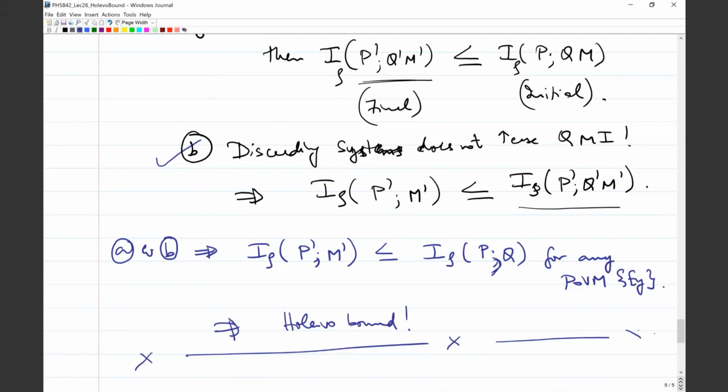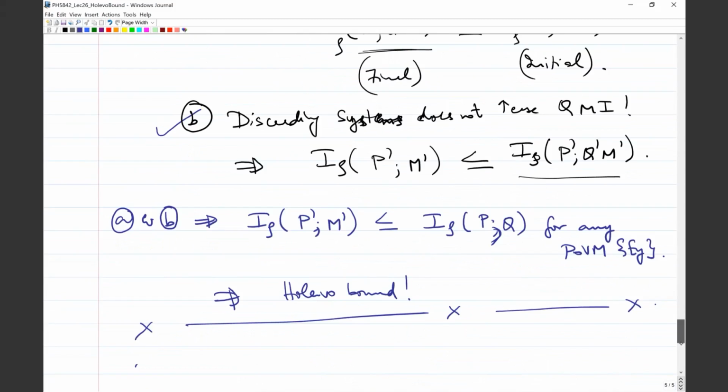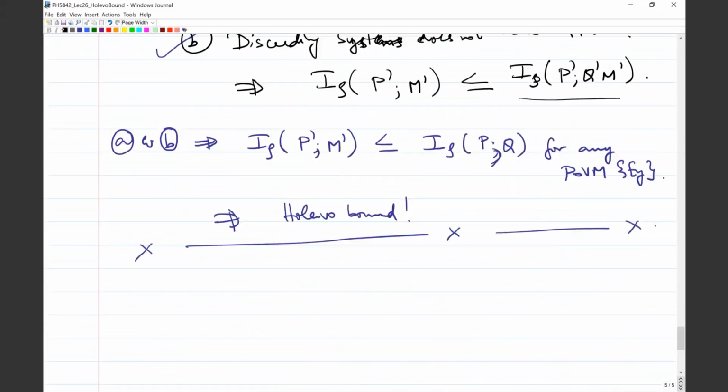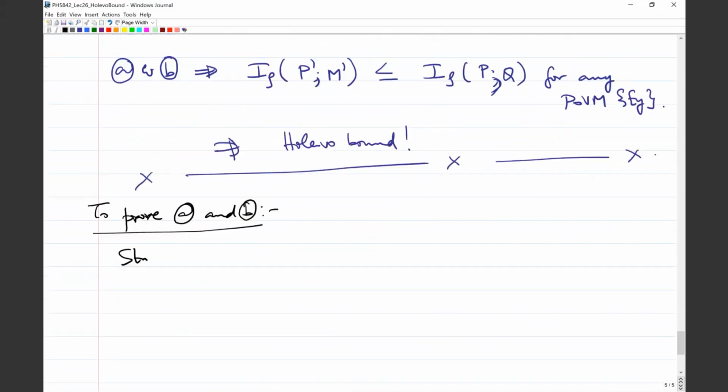But now we need to go back and show these two properties of the quantum mutual information for tripartite states. So let's do that for the next 10 minutes. So the Holevo result is done, all right? But we're just going to prove these two properties of the QMI. We need to know a certain property of the von Neumann entropy for tripartite states, and this is the so-called strong subadditivity. It's called SSA.